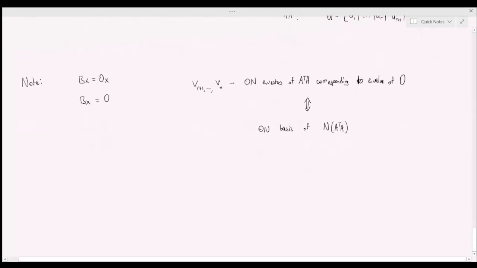But it is a fact that for any matrix A, the null space of A transpose A is actually the same as the null space of A. So in fact, to get these vectors V_{r+1} through V_n, you just need to find an orthonormal basis for the null space of A. And that might be a little bit easier, to just look at the original A and find its null space than to look at the null space of A transpose A, perhaps.